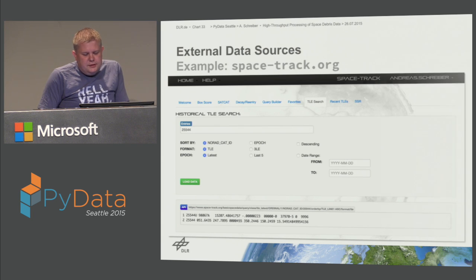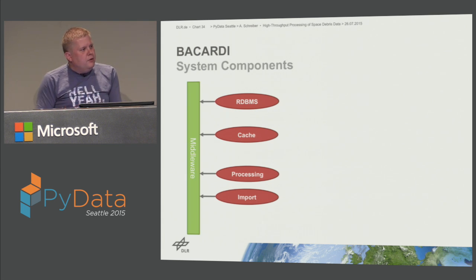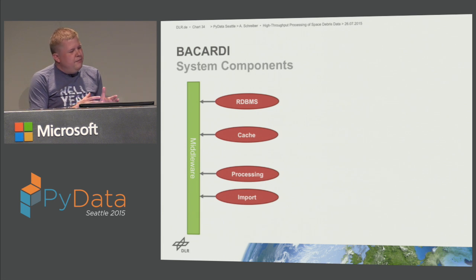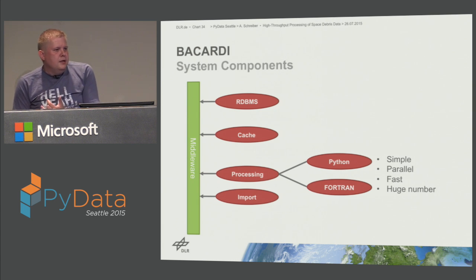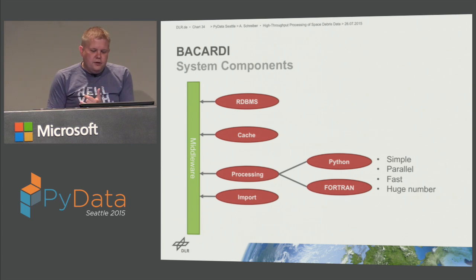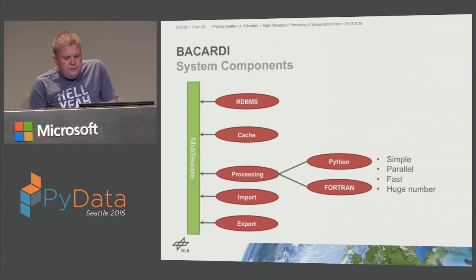So the system components of the BACARDI system are a database, caching, processing, and importing data, and we built a middleware around that. We call the middleware Skynet. I'm explaining that in a minute. The processing is done in two ways, where the aerospace engineers have two kinds of processors. One half of that is Fortran code. The other half, the newer ones, are Python code. And we also have things like security and traceability for the system.